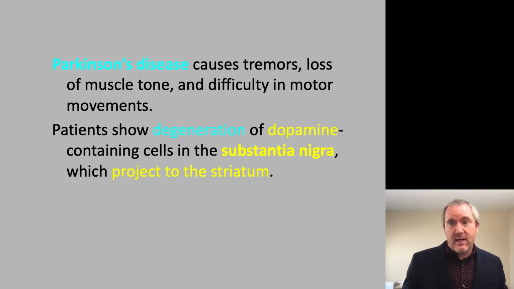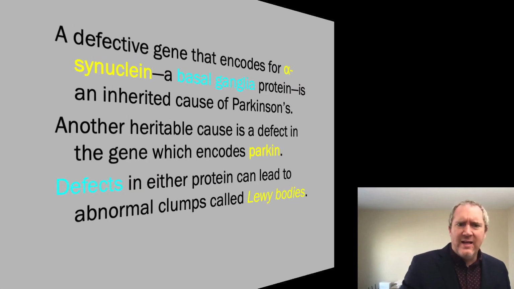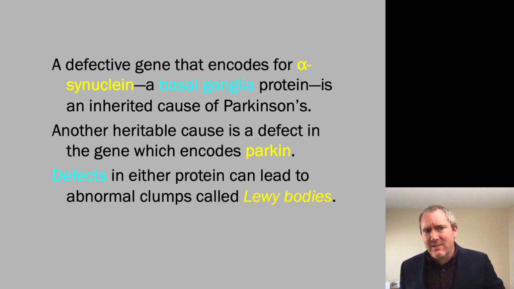Parkinson's disease causes tremors, loss of muscle tone, and difficulty in motor movements. Patients show degeneration of dopamine-containing cells in the substantia nigra, which project to the striatum. As previously alluded to, there are several genes that have been implicated in Parkinson's, but there's not just one set gene.